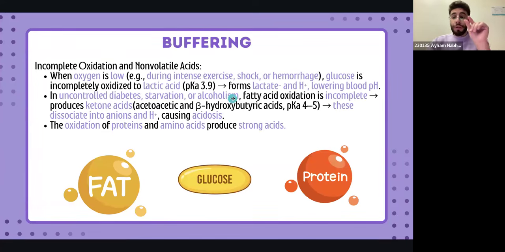Now, for the idea of buffering, we do have three energy sources in our body. We have glucose, fatty acids or triglycerides and so on, and proteins. Let's start with each one.